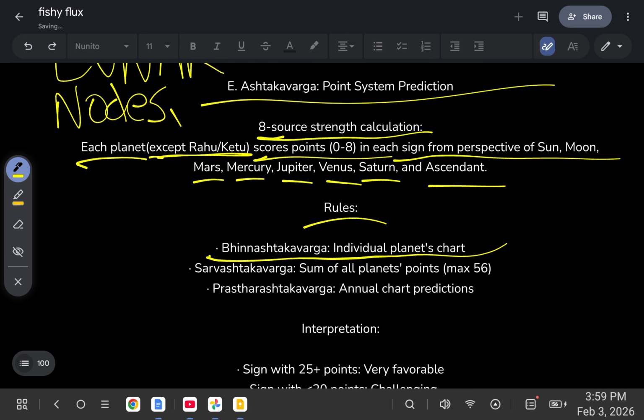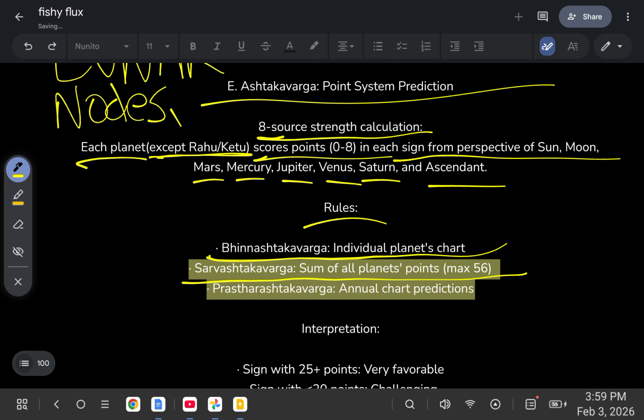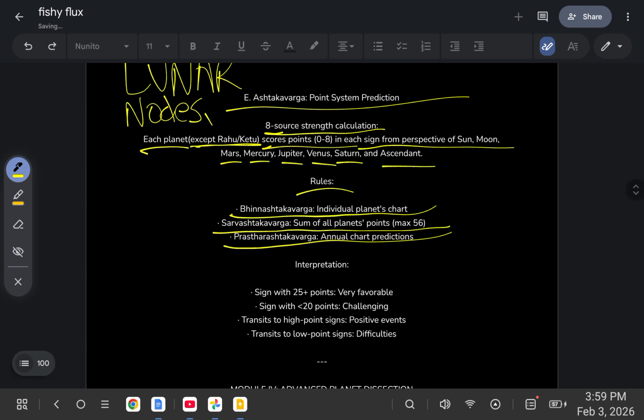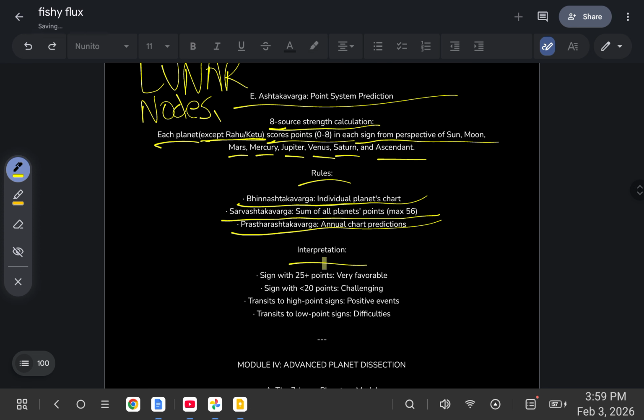Bhinnashtaka Varga, individual planets chart. Sarvashtaka Varga, sum of all planets' points, max 56. Prastharashtaka Varga, annual chart predictions. And here's the interpretation.